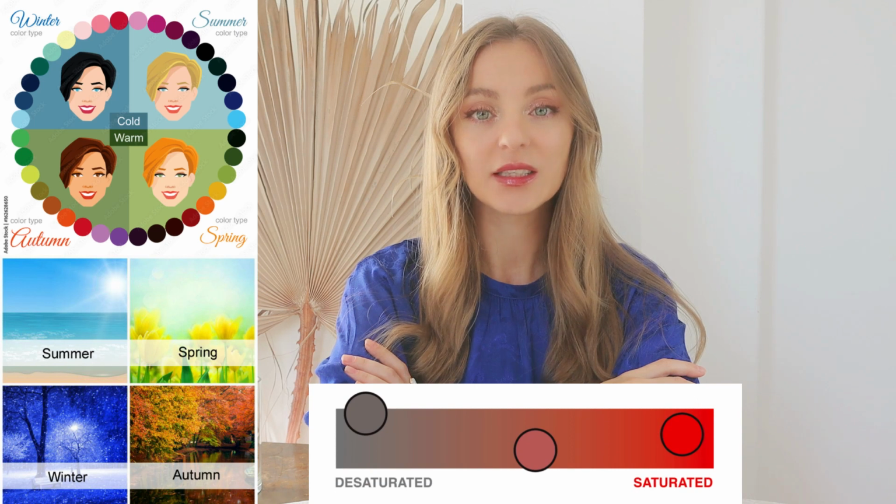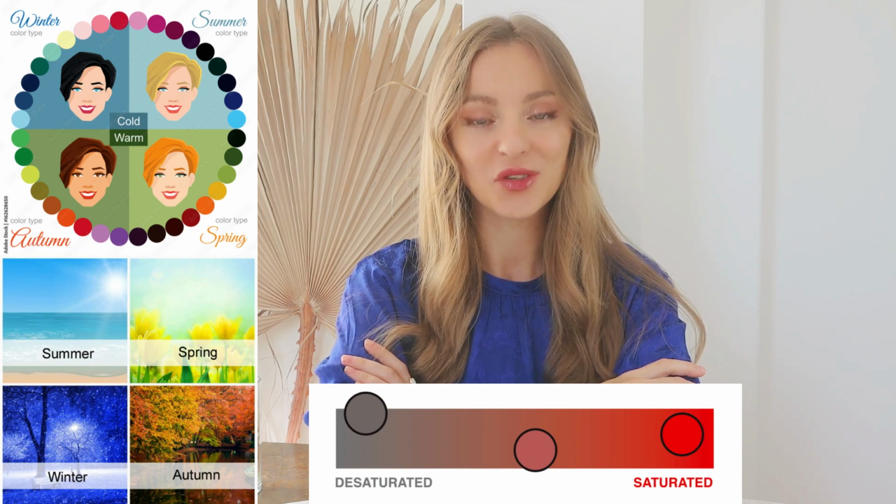However, these four seasonal color palettes were very limiting for multiple individuals. That's when a third chromatic property of colors entered the chart. It was called chroma. Chroma gave birth to the 12 seasonal color palettes. We'll discuss this soon enough.